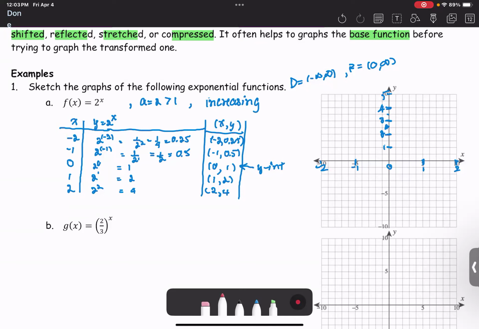So the first coordinate, negative 2, 0.25, which is a half of 0.5. So I'm going to be down here. Negative 1, 0.5, 0, 1, 1, 2, 2, 4. Now we have the exponential graph of the function f of x equals 2 to the power x. It's called exponential. It's the increasing graph.